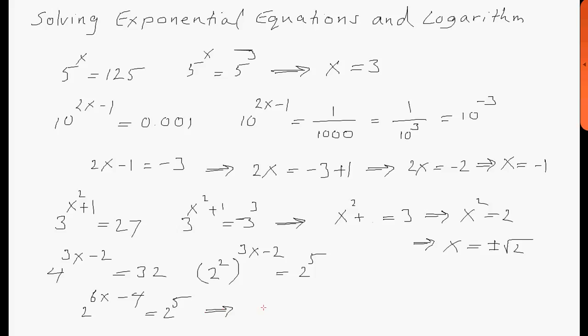So this implies that 6x minus 4 equals 5. So 6x equals 9 and x equals 9 over 6, which is 3 over 2. So these were some exponential equations that you're able to solve without logarithm.